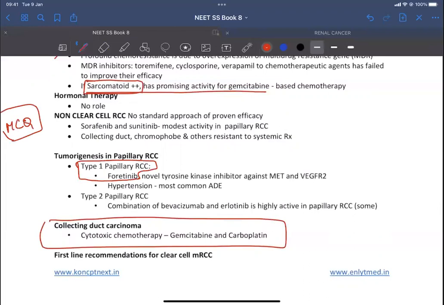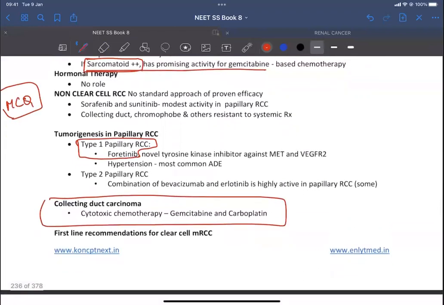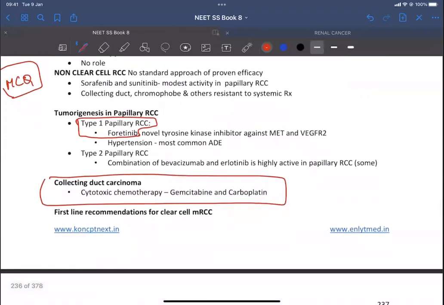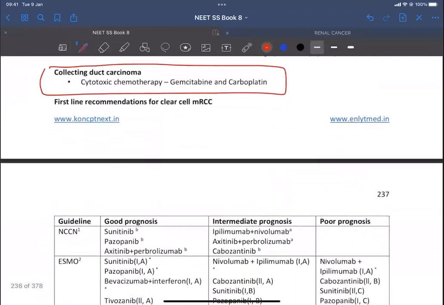Again, for the biliary RCC, the drug name is foritinib. Just make sure you remember that.